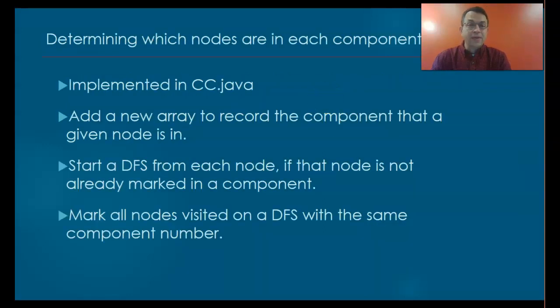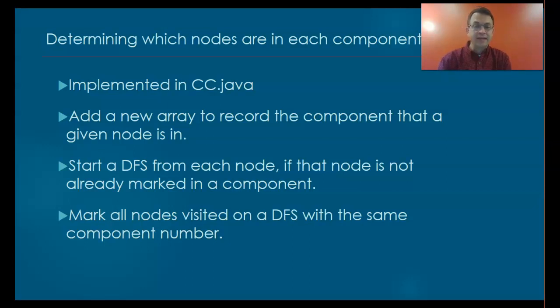So the question is, how can we determine which nodes are in each component, or which nodes are connected to each other? So again, this is implemented in cc.java. So we're going to go make a copy of that now and read through it to make sure we understand how that works, because then we're going to use that for our implementation of determining if a graph is bipartite.